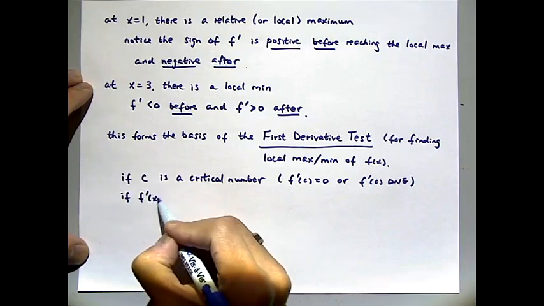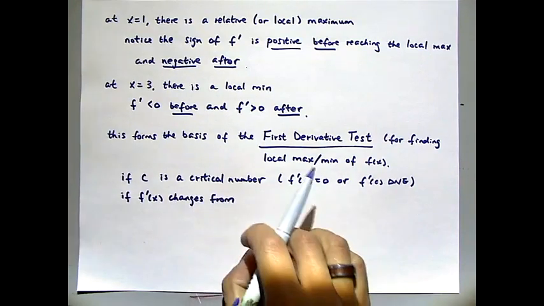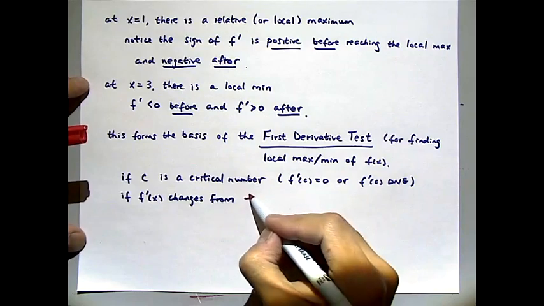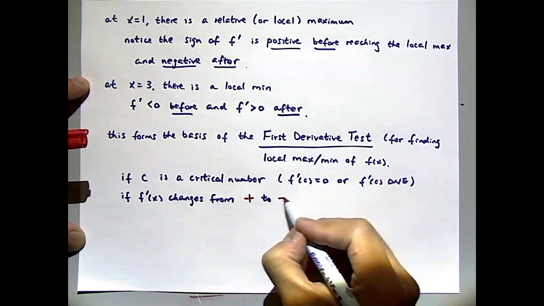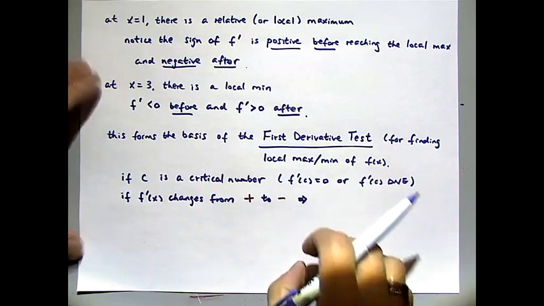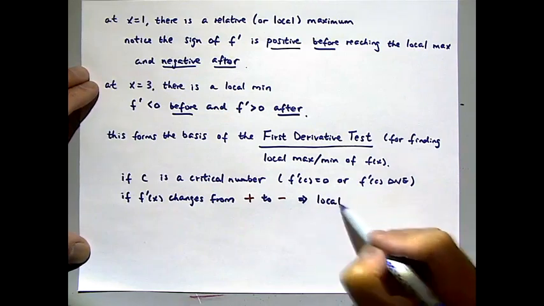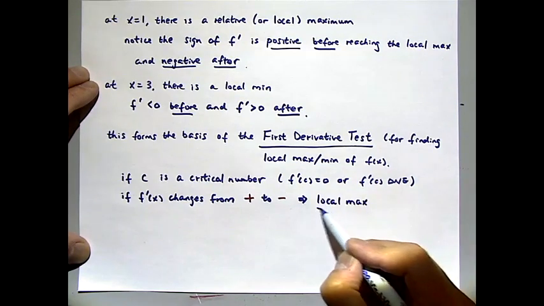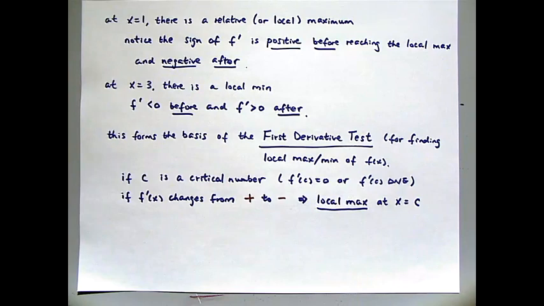If f prime of x changes from positive to negative, then that's the situation we have at x is equal to 1. We have a local maximum at x is equal to c. Right? We look for the sign change. You're climbing the mountain before, you're going downhill afterwards. You've reached the max at some point.